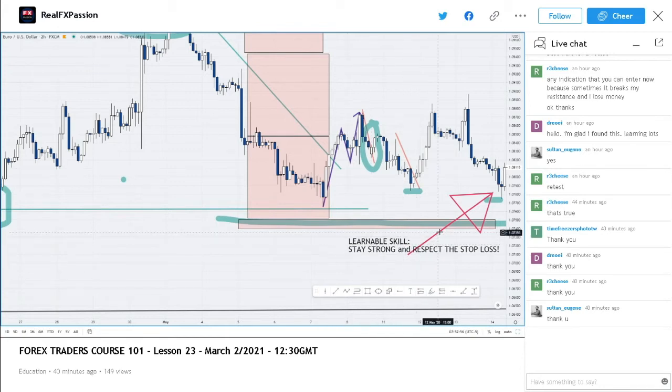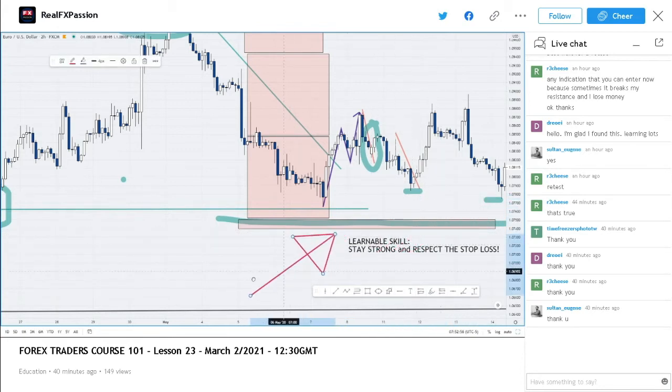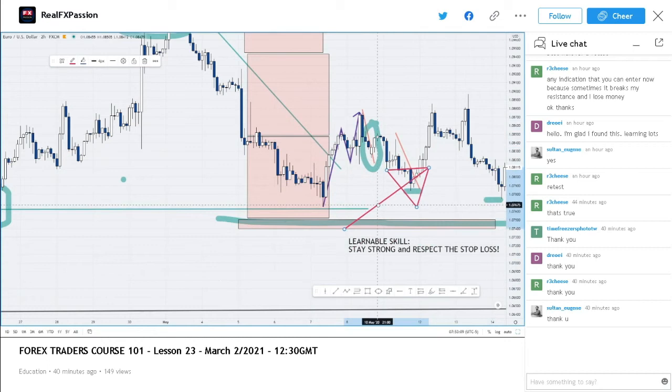Beginner traders, this is the learnable skill. This was the entry, or this was the entry, whatever. The stop loss is down here, and the market is retesting our emotions, and we get scared here. True or true? And what do we do? We click the mouse and we exit the trade because we don't want to lose, right?